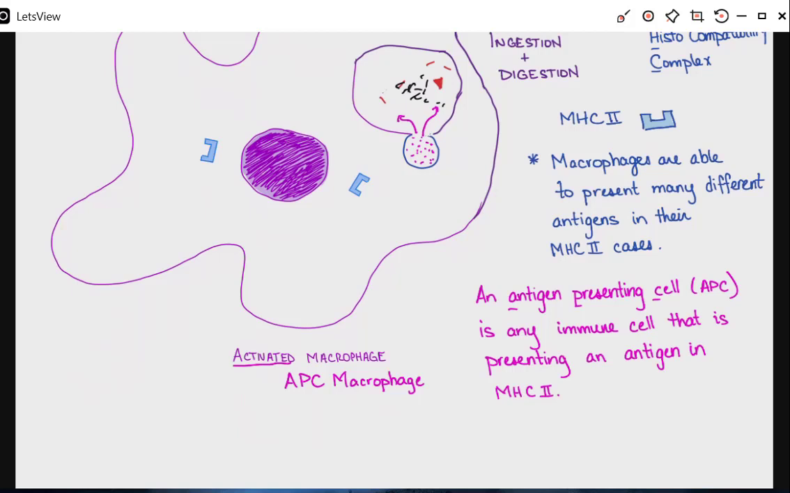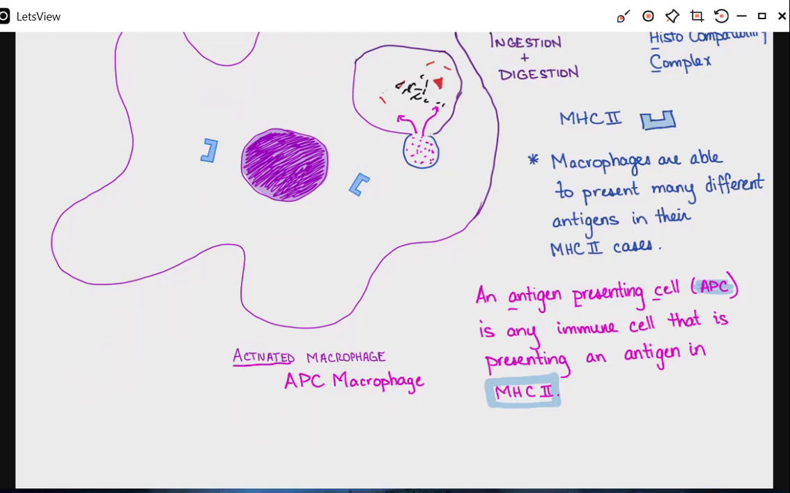So it's important that you understand that it has to be MHC II. If you use the prefix APC, you are specifically saying MHC II. It cannot be MHC I. And MHC I does not play a role here in humoral immunity. It does play a role in cell-mediated immunity. And although we will not get into it, it also plays a role in cancer.